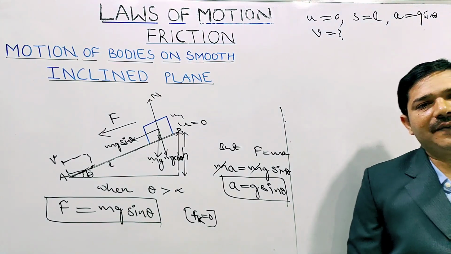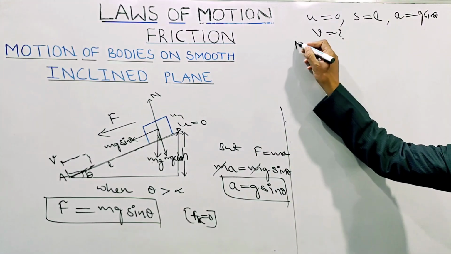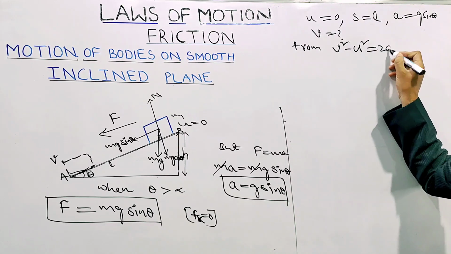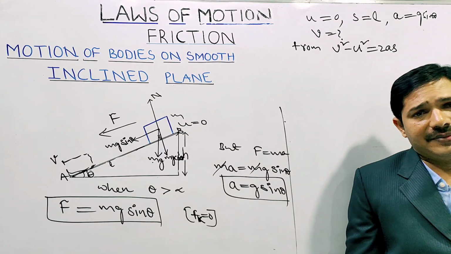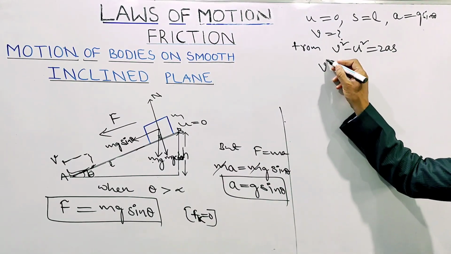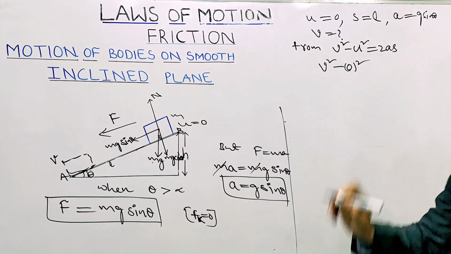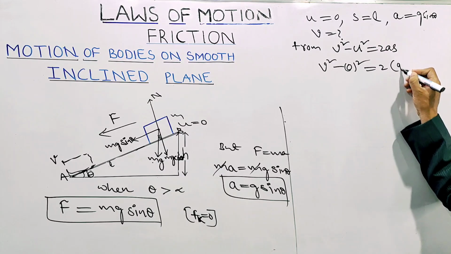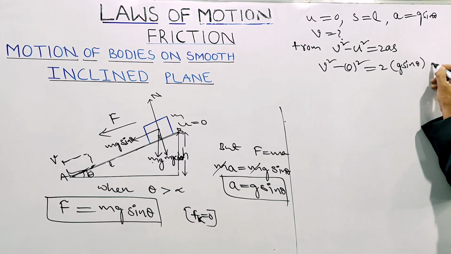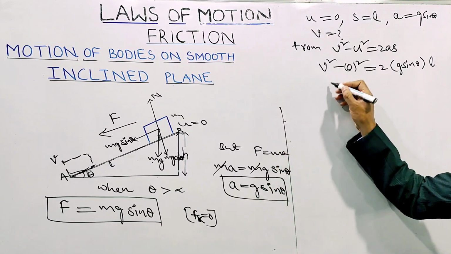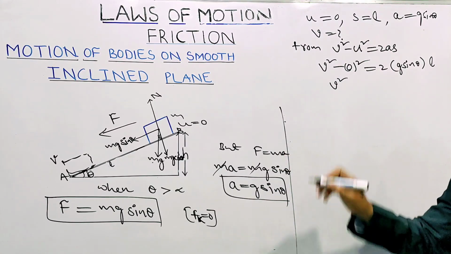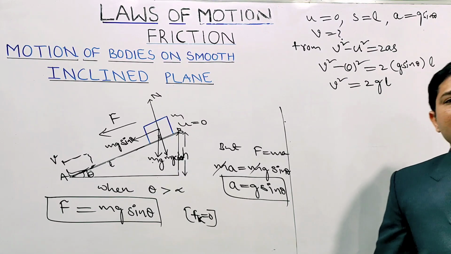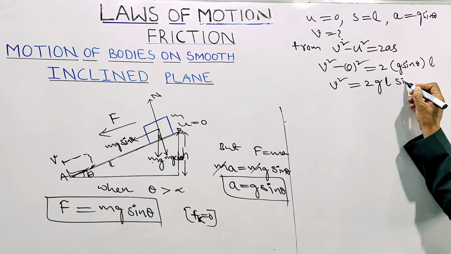From equations of motion, the formula V square minus U square equal to 2as. I am substituting. Observe here, V square minus U, which is 0, 0 square is equal to 2 into a, which is g sin theta, and s is L. V square equal to, here 0 square is 0 only, is equal to 2gL into sin theta.